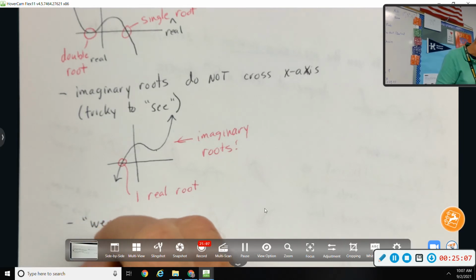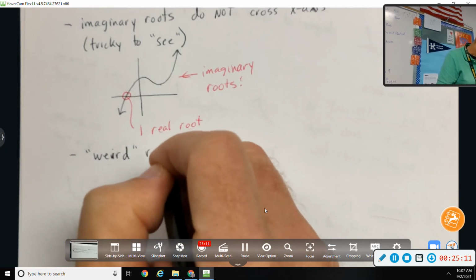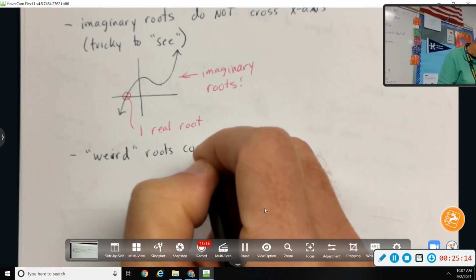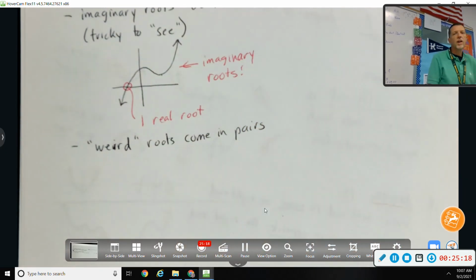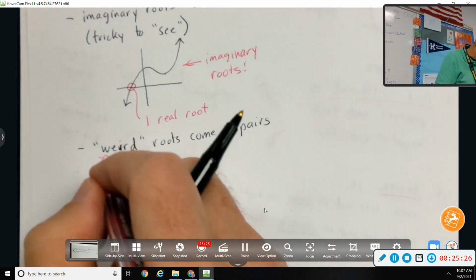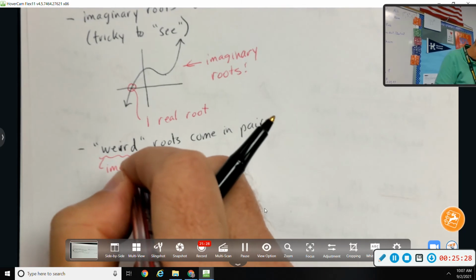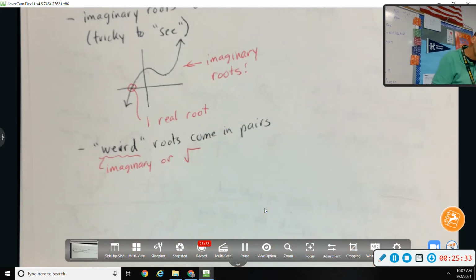Here's a very mathy word, but I'll explain it in a minute. Weird roots come in pairs. And you're like, weird? What does weird mean? Weird means imaginary or square roots that won't simplify. Irrational. That would be the fancy way to say that.